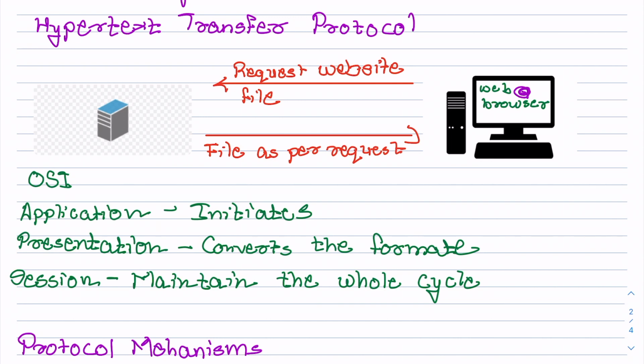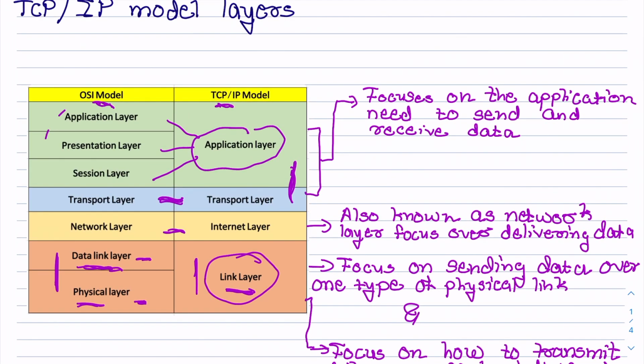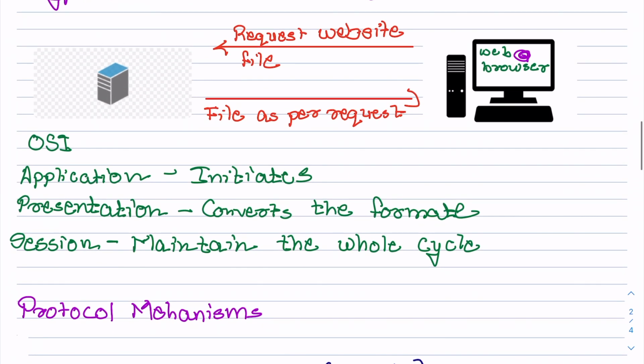Now we are going to go over why this one layer consists of three layers. In the OSI model, we have the application layer, presentation layer, and session layer. The application layer of the OSI model initiates the web browser. Whenever you type that you want www.abcd.com, the browser will initiate a program and a message that can be sent to the server.